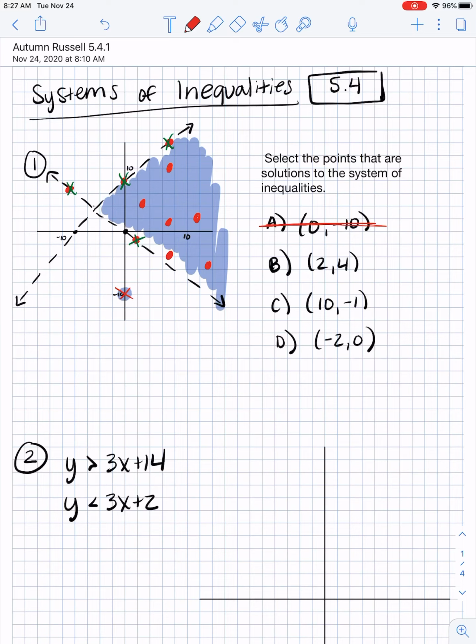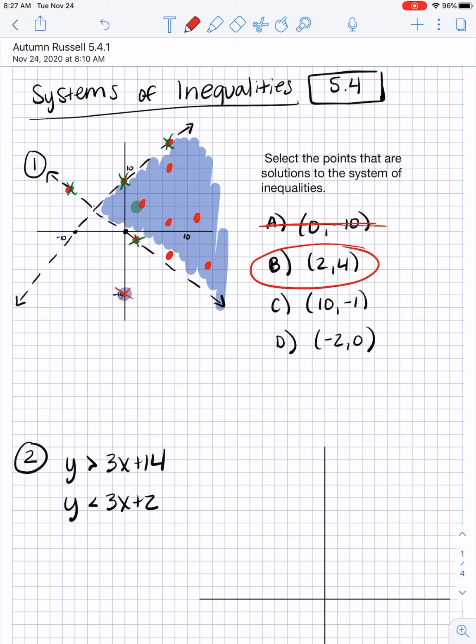How about (2, 4)? So (2, 4) means we would go right 2. And we're counting by tens. If you see on my XY axis, they're scaled by 2. So if you go over 5 units to the right, it's actually out 10, okay? So (2, 4) means I would go right 2, up 4. That's right there. That is in the shaded area. So this is one of our solutions.